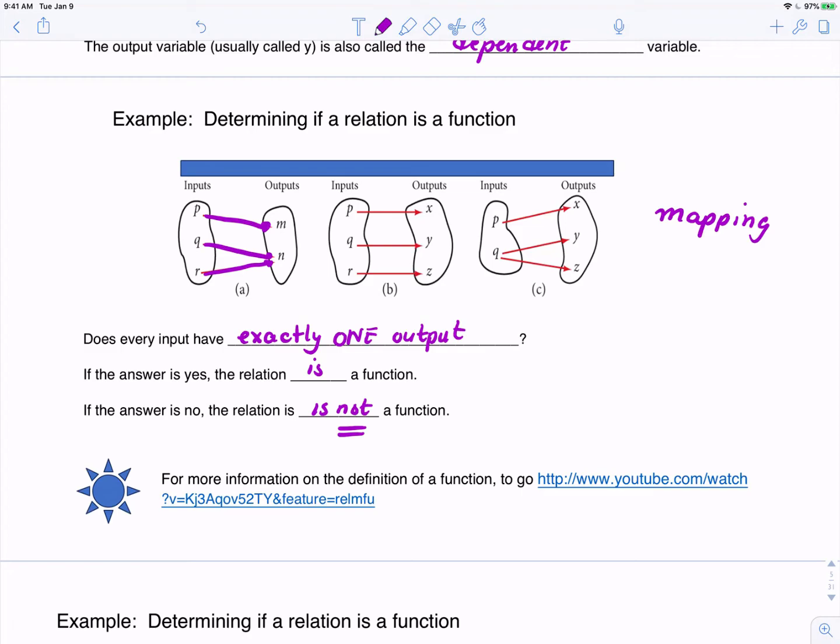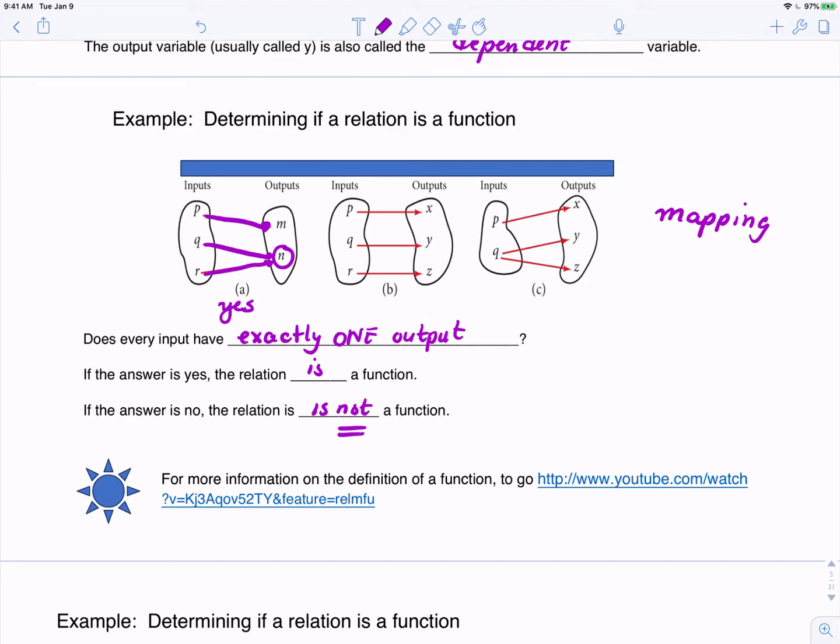Notice that every input is only associated with one output. Now, it may bother you that both Q and R are associated with the same output, but does Q go only to one place? Yes. Does R go only to one place? Yes. Each input has exactly one output, so the answer to this one is yes. This first one is an example of a function.